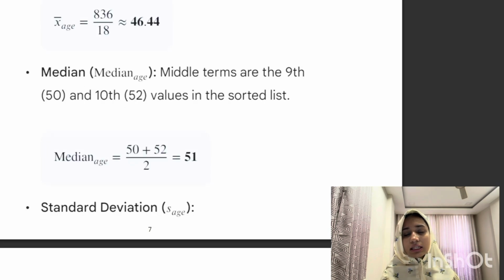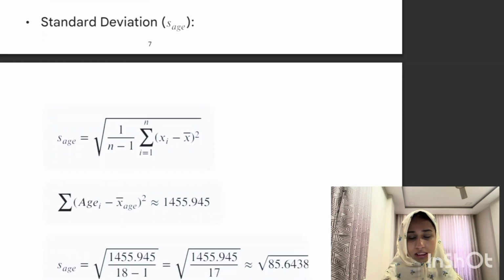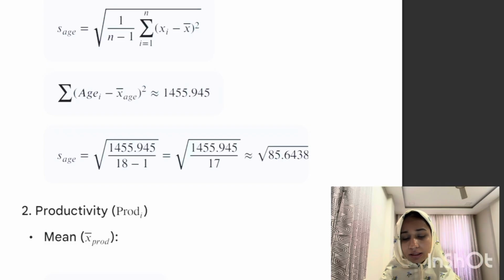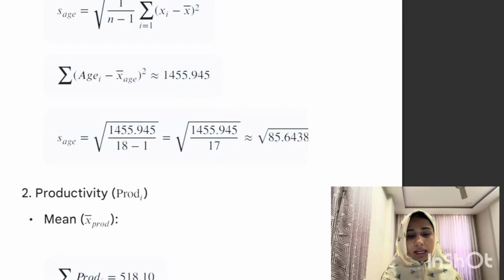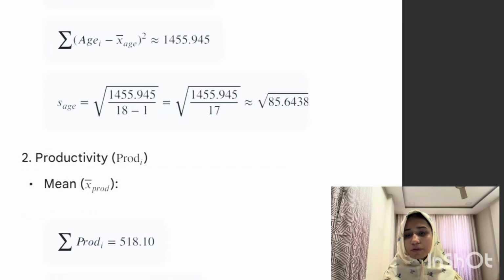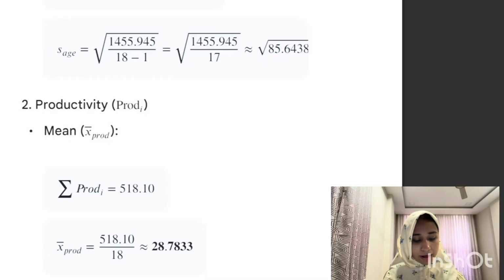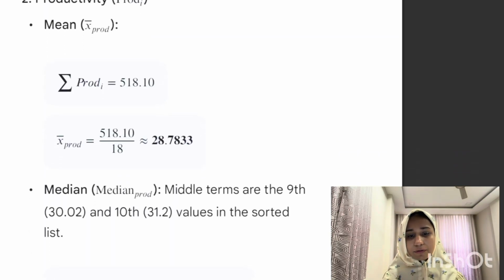Standard deviation, which we are also calculating for the age. The formula is the square root of 1 upon n minus 1 times the summation from i equal to 1 to n of (xi minus x bar) whole square. The summation of (age minus x bar age) whole square is approximately 1455.945, and after putting it in the formula, the approximate value is root 85.6438. Now we find the same mean, median and standard deviation for productivity.